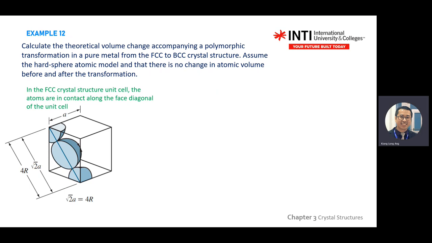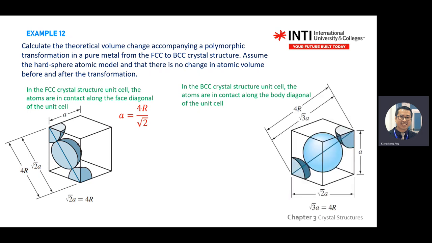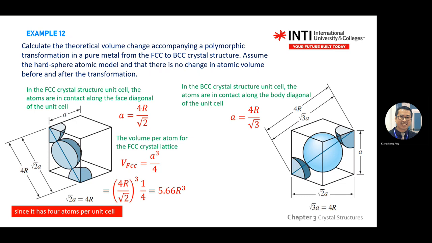So the one that you see here is the FCC crystal structure. You know that your a is 4R divided by square root of 2. This is FCC. For BCC, you know that your a equals 4R divided by square root of 3. This one you know already. So you calculate volume. The volume of FCC equals a cubed divided by 4, because we have 4 atoms. Then you get this number.